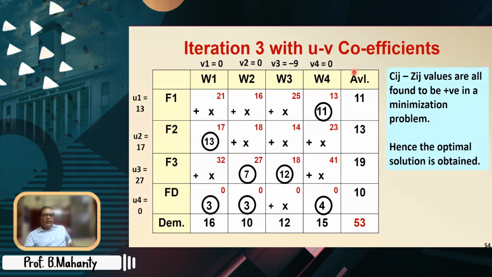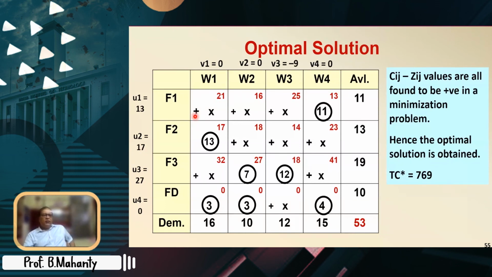And after that, again, the UV coefficients are computed. So 0, 0, 0, 0, and this 0, 17, this 0, 27, and this 27 is -9. So all are computed. And then for the non-basic variables, when we compute, we get all of them Cij minus Zij values as positive. That means the optimum solution has been obtained. And this is our final solution, and the total cost of this solution is 769.